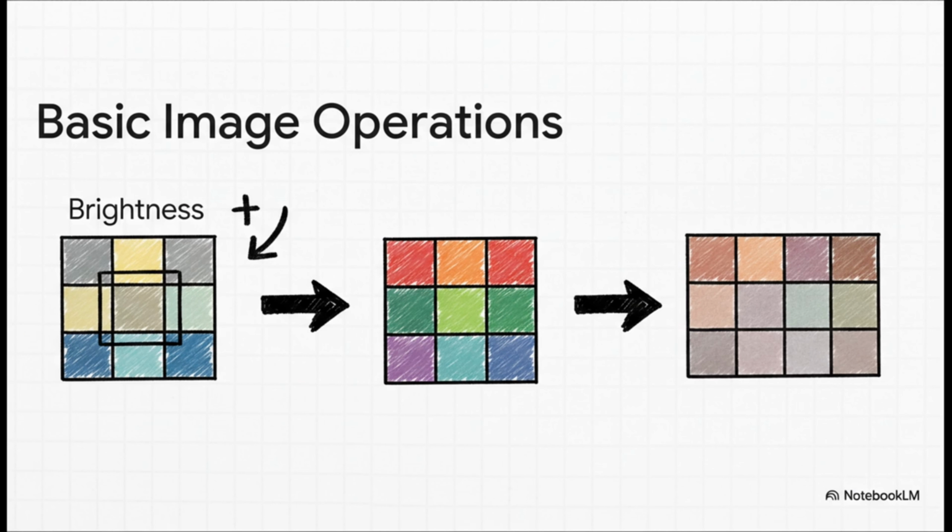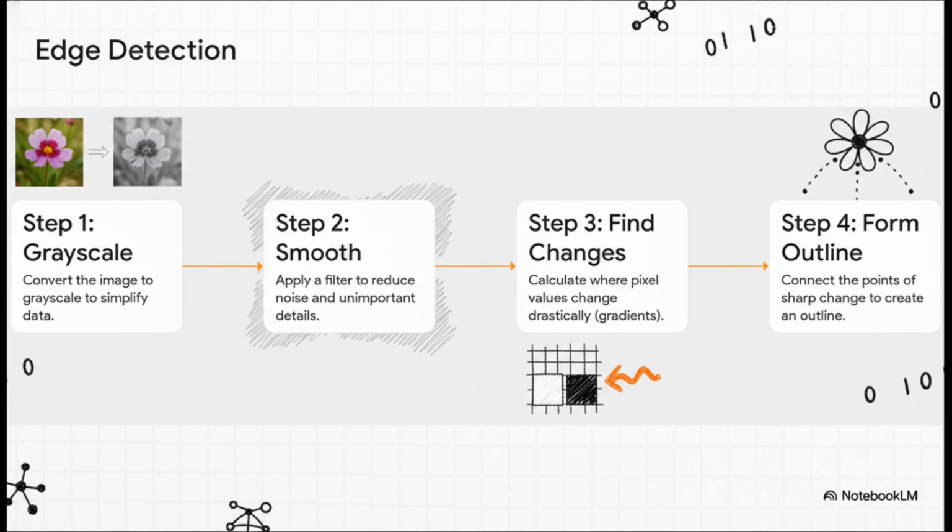That's just a fancy way of averaging a pixel's value with the numbers of its neighbors. See? It's all just math. And this is a brilliant example of how you can combine those simple tools to do something really complex, like finding the outline of an object.